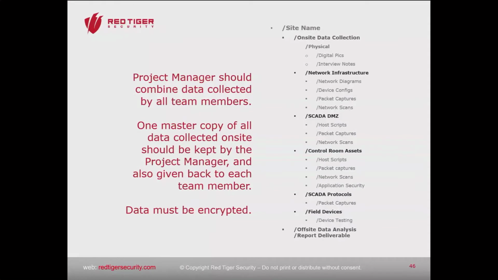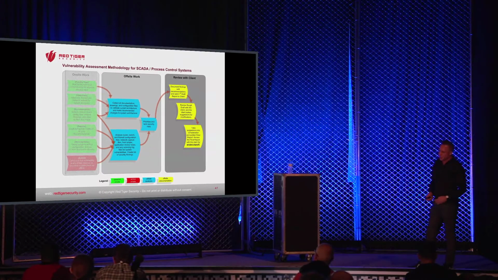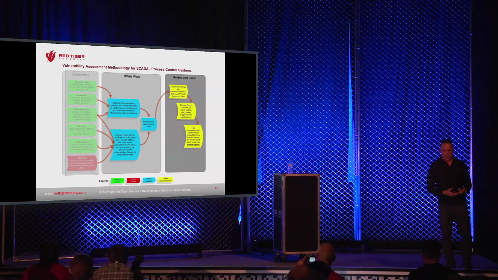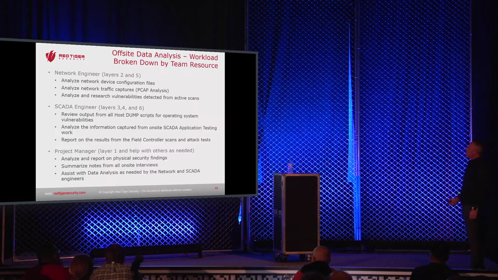So at this point, we should have collected information all along the way. And now we're going to be ready to start analyzing that data offline, because a lot of the data that was collected, such as the configuration files, the traffic, the profile of the workstations and servers down to the controllers, was just captured from the plant and we left the plant. So now we need to analyze that data offsite.